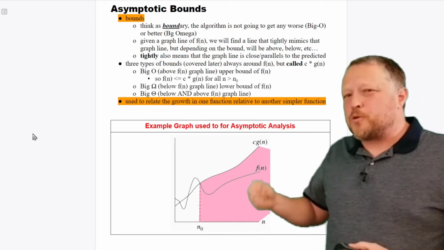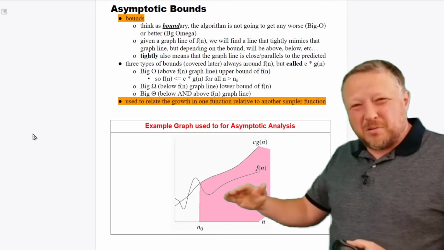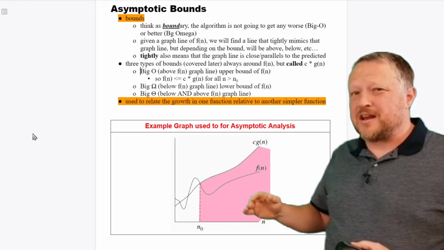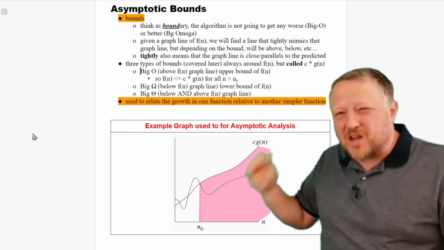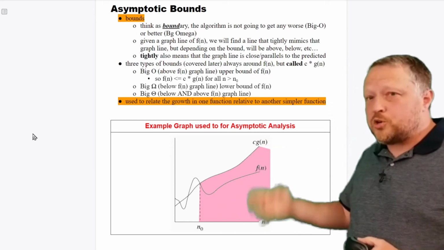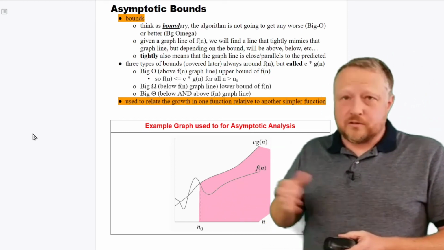Again, you're trying to do a prediction, and with that simplistic line, which is going to be g of n, how close it is to your literal f of n is what makes it a tightly bound line from there on out.